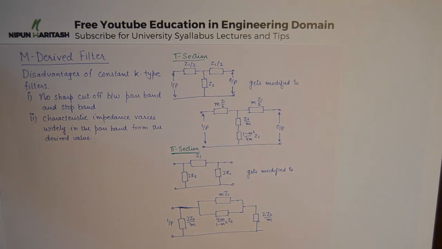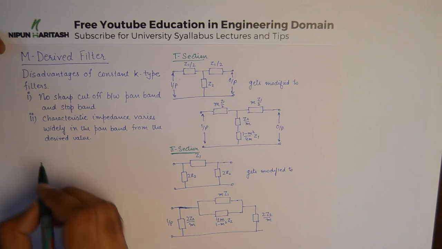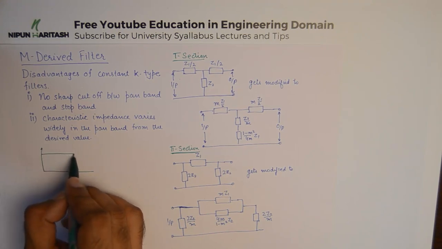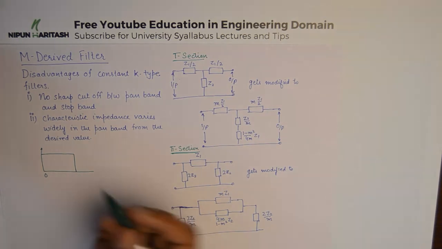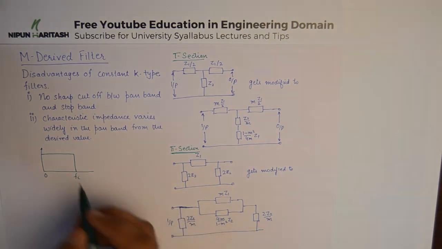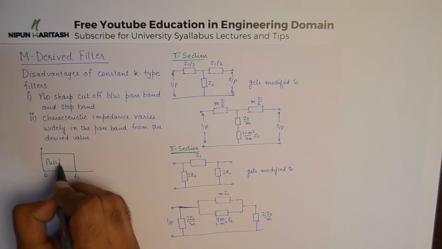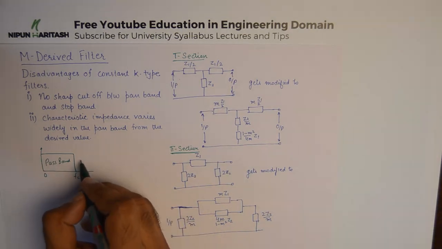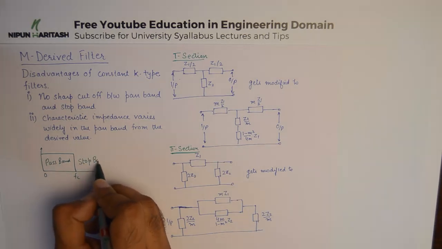Please understand, a filter is a device that filters the signal based upon its frequency. So it's a frequency selective device and it allows certain frequencies to pass through and it blocks other frequencies. For example, if a low pass filter is to be visualized, then it should allow all the frequencies from zero to a certain frequency fc, which is known as the cutoff frequency, to pass, thus making a pass band from 0 to fc, and the rest of the frequencies after fc are blocked. So this is known as the stop band.